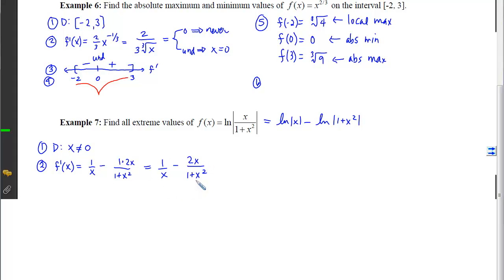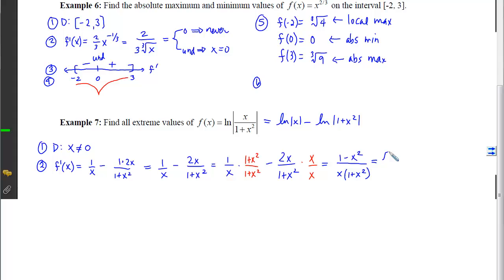And that's going to be hard to do unless we have a single fraction. So what we're going to do is get a common denominator. And we'll say 1 over x needs to be multiplied by 1 plus x squared over 1 plus x squared. And then we're going to say that this negative 2x over 1 plus x squared needs to be multiplied by x over x. If we do that and look at what we have left, we can see that we'll have a 1 plus x squared minus 2x squared, which is 1 minus x squared. And on the bottom, I'll have x times 1 plus x squared.